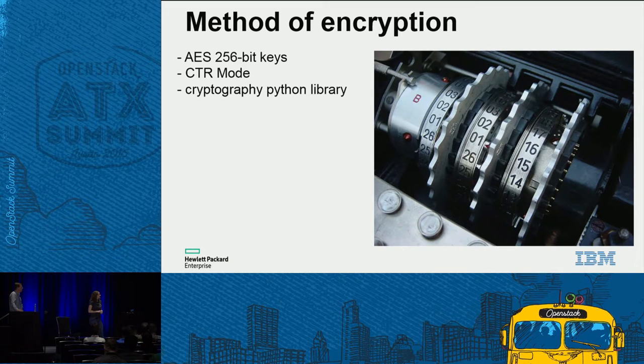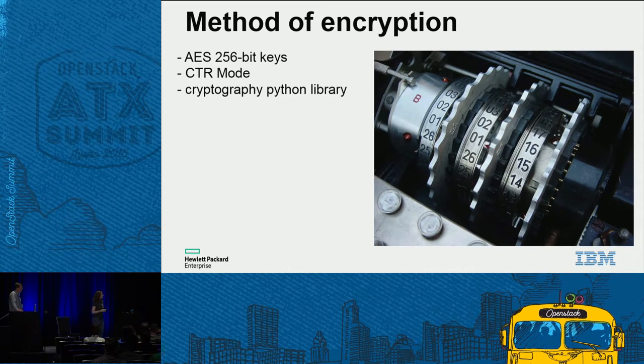So we chose to use AES encryption with 256-bit keys. This is an industry standard, widely accepted to be secure, even though the NSA agrees with that. And AES, just like any other block cipher, has to be adapted to be able to work on an object size larger than a block. So in order to do that, we use CTR mode. There are several different ways to adapt an encryption algorithm to stream data.